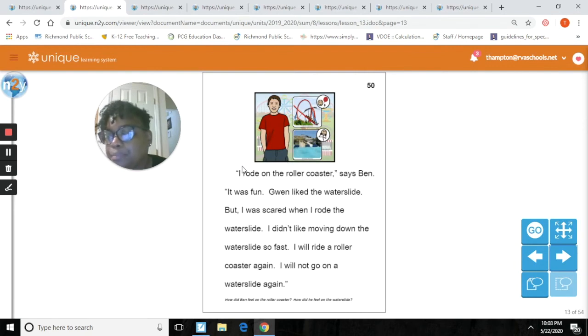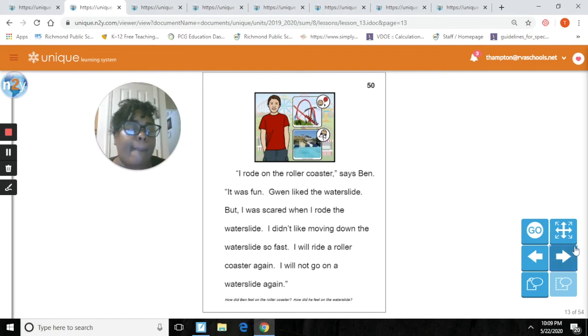Now, I rode on the roller coaster, says Ben. It was fun. Gwen liked the water slide, but I was scared when I rode the water slide. I didn't like moving down the water slide so fast. I will ride a roller coaster again. I will not go on a water slide again.